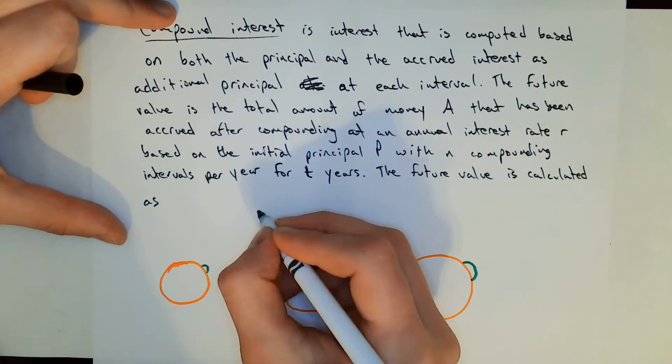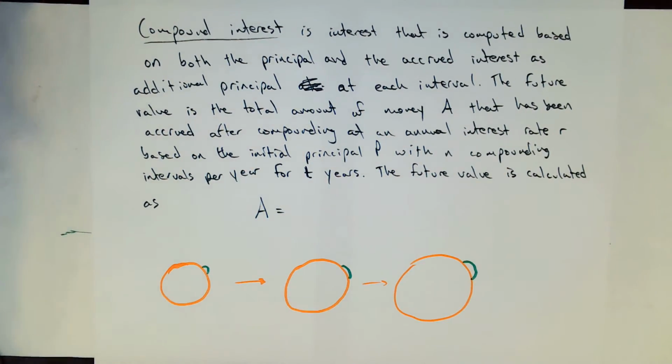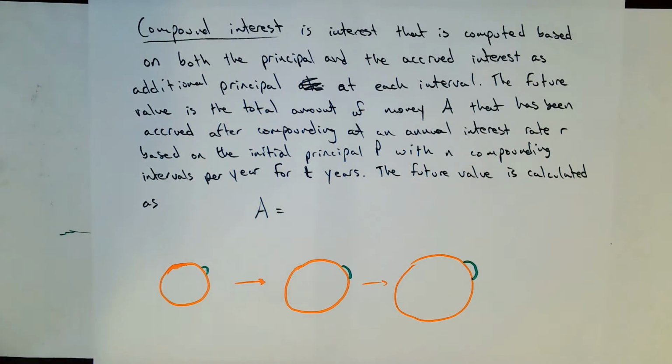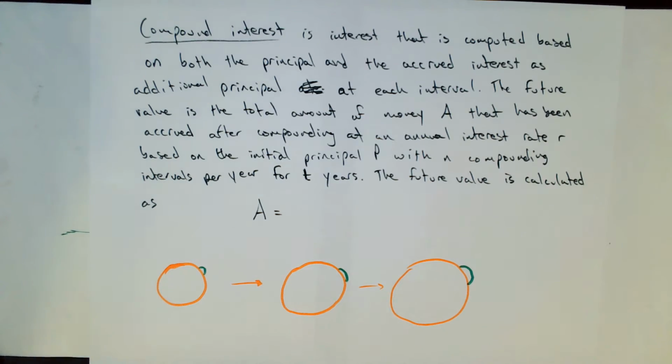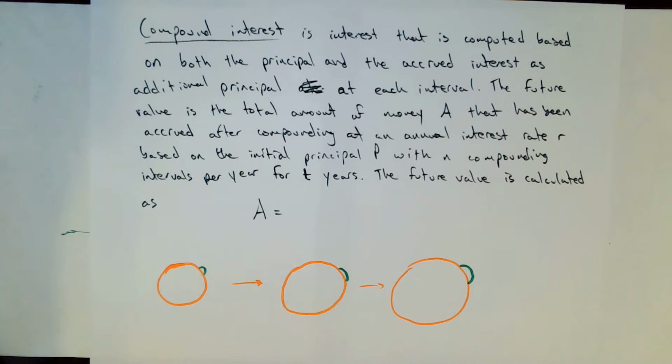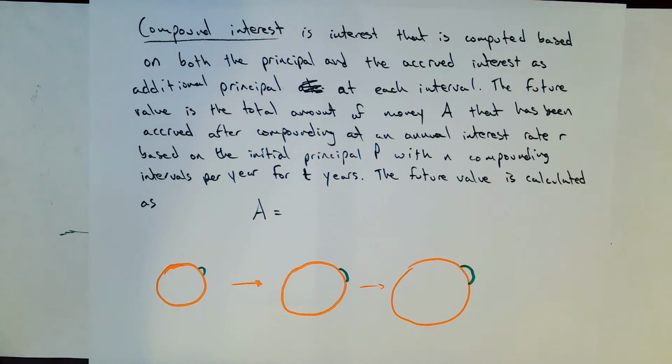Okay, so before I write the formula officially, let me read this definition. Compound interest is interest that is computed based on both the principal and the interest earned as additional principal at each interval. So what are these intervals they're talking about? Well, the intervals are going to be the n compounding intervals per year. So that means, how many times does it compound the interest? Does it only compound once a year? Does it compound twice a year, semi-annually? Does it compound monthly, 12 times a year?